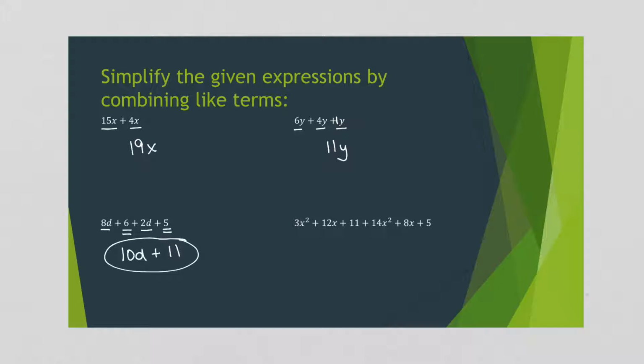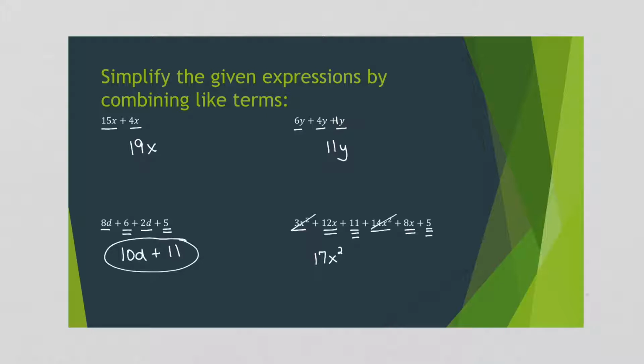Okay, on this last one, our like terms are 3x squared and 14x squared. And then we also have like terms of 12x and 8x. And then we have like terms of 11 and 5. So I'm going to look at the single underlines right now. 3x squared plus 14x squared gives me 17x squared. And I'm going to go ahead and just mark through those because I used them up.